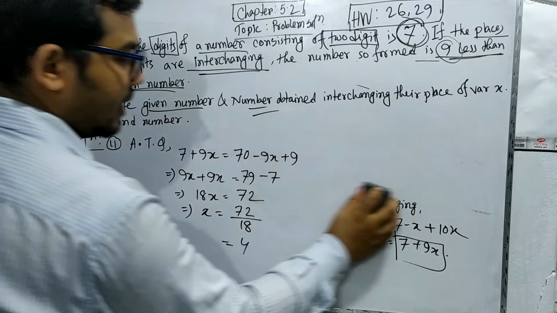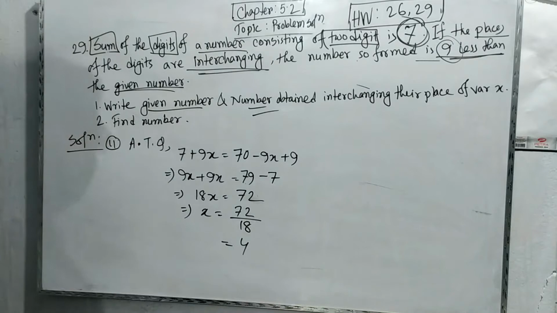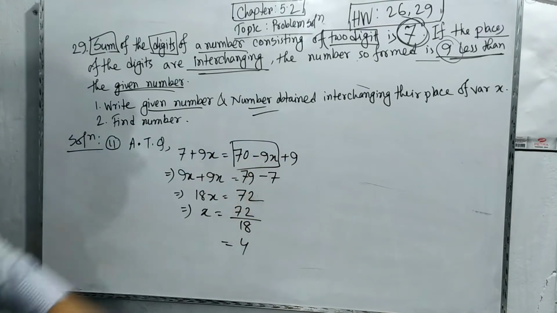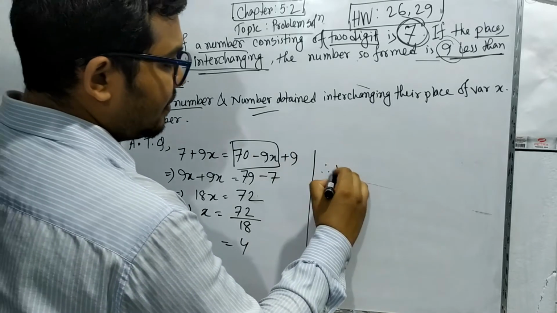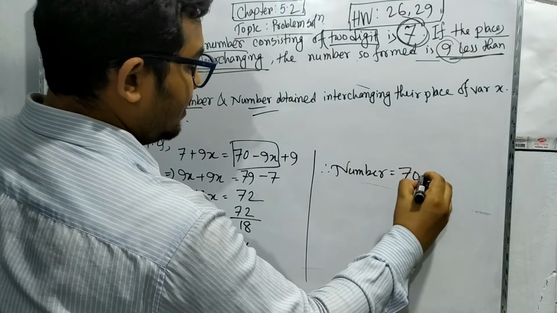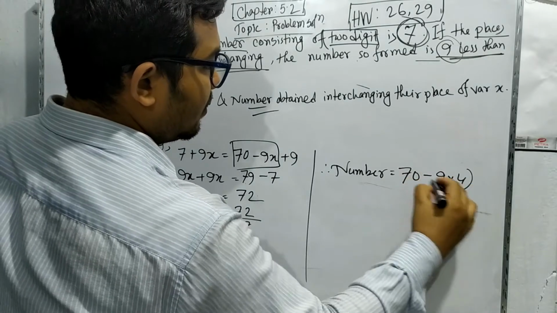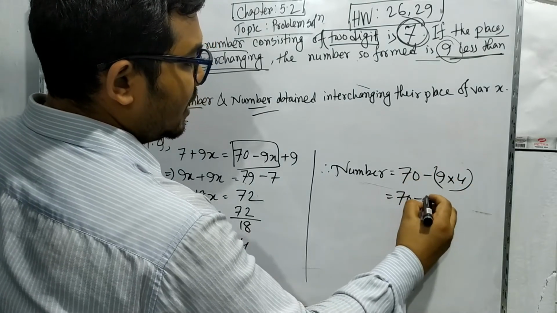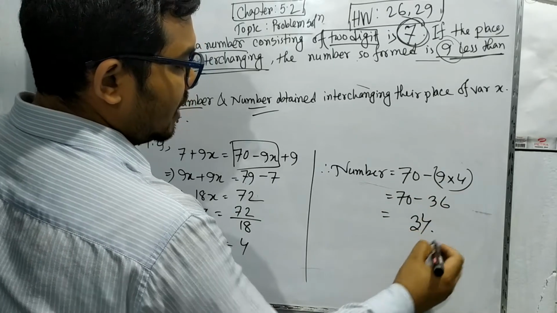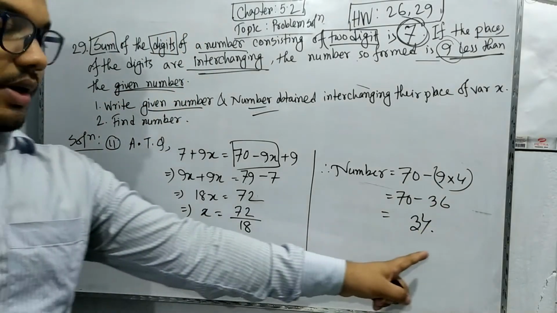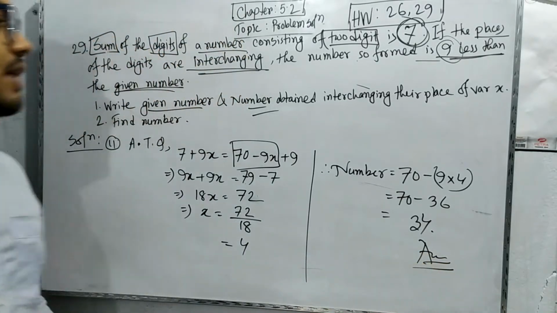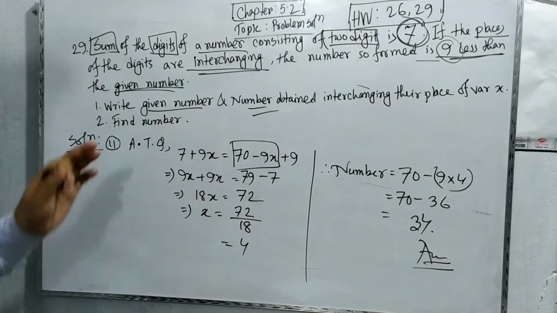So what will be our number? So our number was 70 minus 9x. So the number should be 70 minus 9 into 4. 70 minus 36, that is 34. So 34 is our required number. That is our required answer. So this is how we can solve 1 and 2. Now number 3.